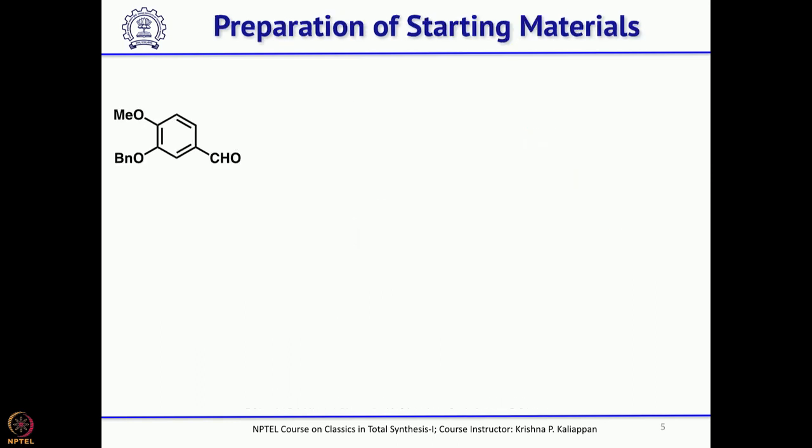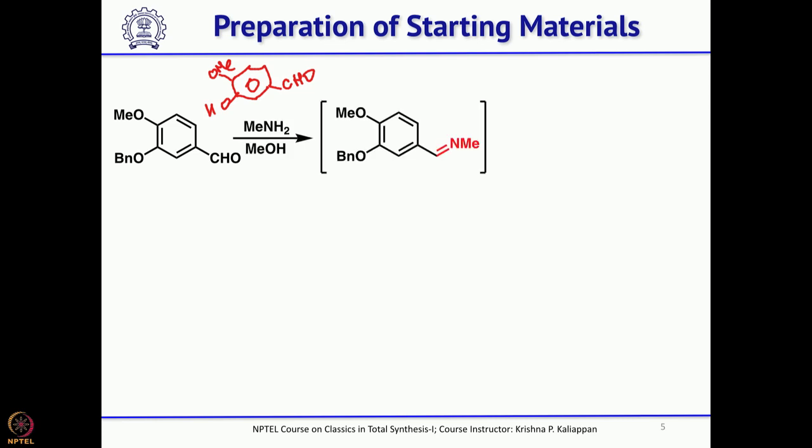Now let us see how Barton's group synthesized galanthamine starting from commercially available isovanillin. So isovanillin is nothing but, we have already discussed it when we talked about morphine synthesis. So this is isovanillin. Okay, you can benzylate the free hydroxyl group. The phenolic hydroxyl group was benzylated under basic condition. Then in situ, you form an imine by treating with methylamine. Okay, so this imine can be immediately reduced with potassium borohydride to get the corresponding CH2NHMe.